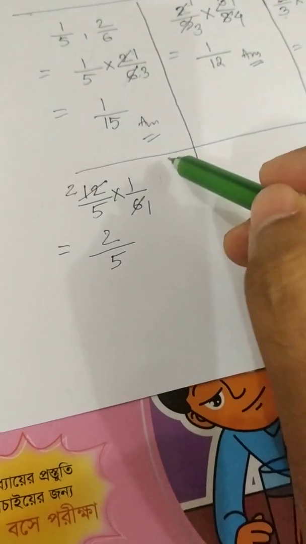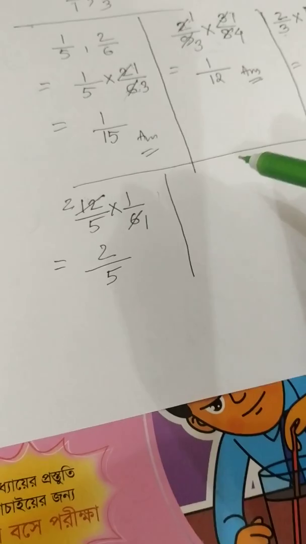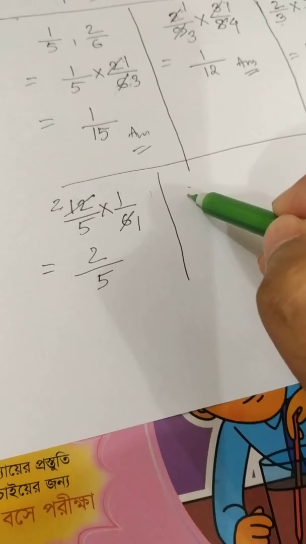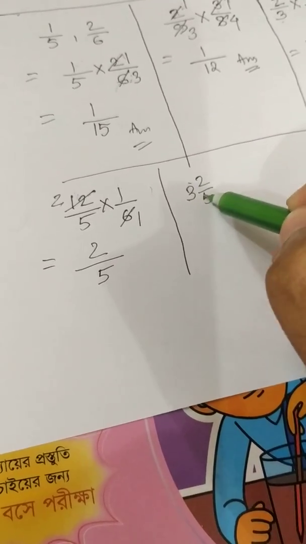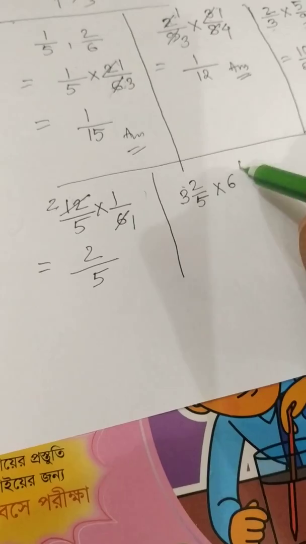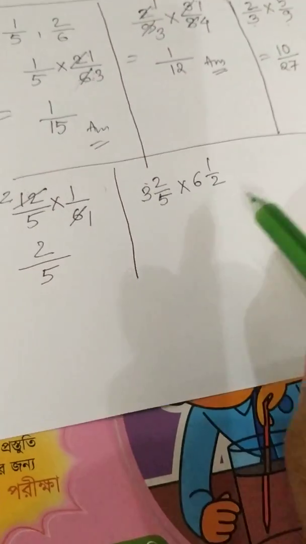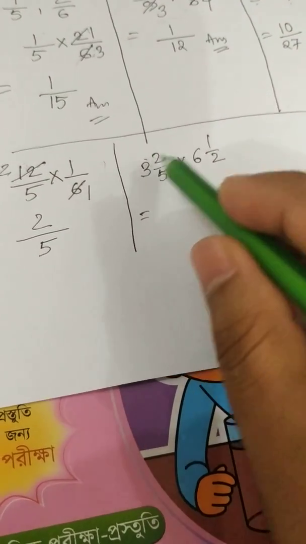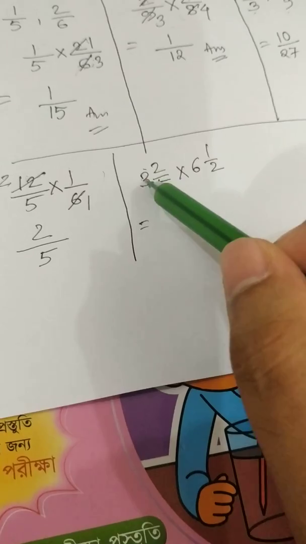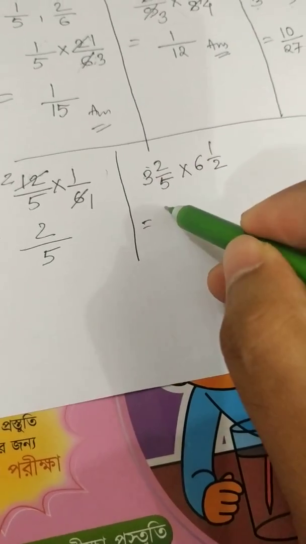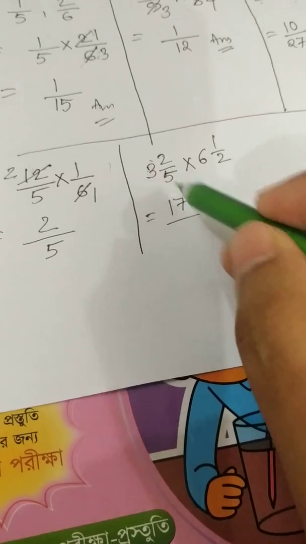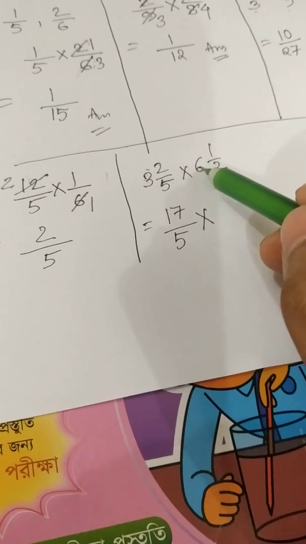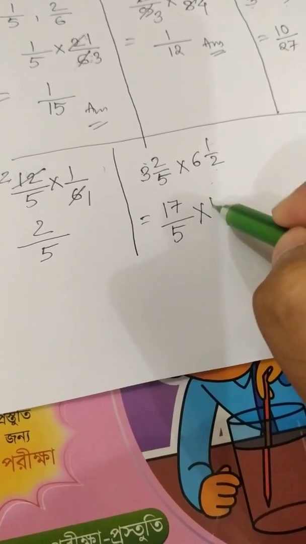Okay, similarly let's consider a mixed fraction now. Suppose 3 2 by 5 into 6 1 by 2. Okay, let's consider this mixed fraction. So what we need to do, first we need to convert this mixed fraction into improper fractions. So 5 3s are 15, 15 plus 2 is 17. So first we write 17, then we write the denominator as it is, then into, and 2 6s are 12, 12 plus 1 is 13.